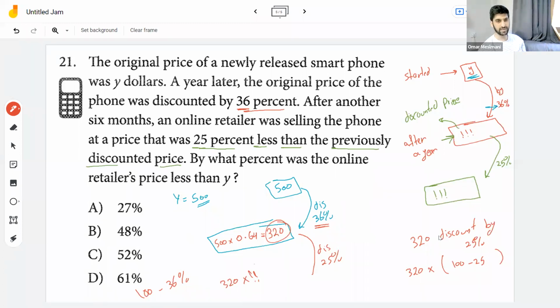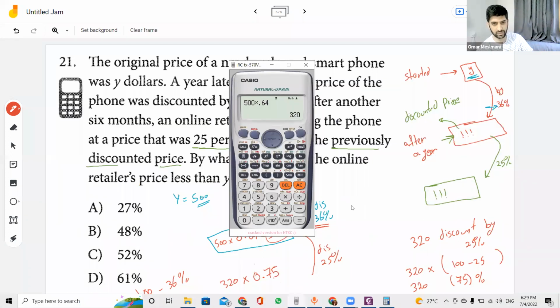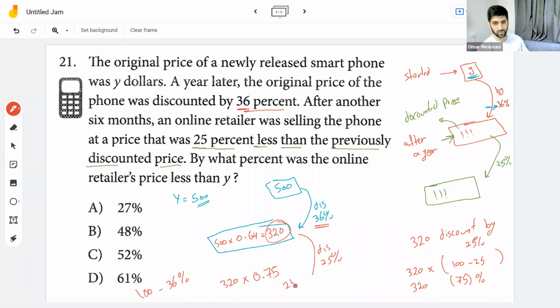Okay, so mentally tell me 100 minus 25, what is it? 100 minus 25, it's 75, yeah? 75% means that I'm gonna multiply by 0.75. Okay, guys, 75. And now use a calculator and try to multiply 320 by 0.75 and get the answer. You have a 240.